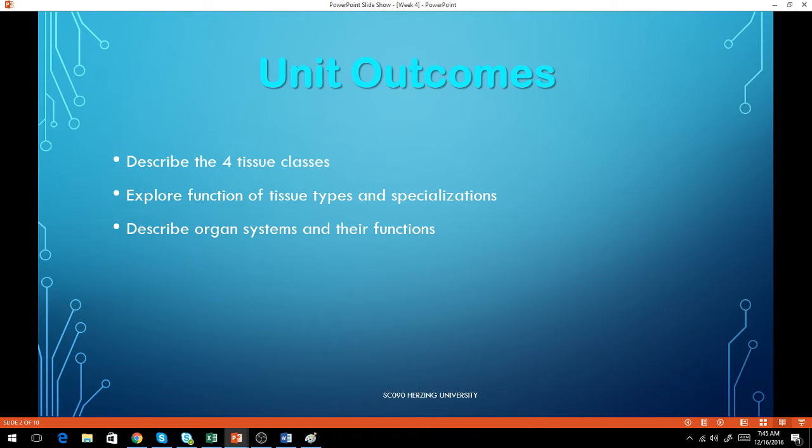As we've done in the previous units, we'll begin with unit outcomes. Students successfully completing this unit should be able to describe the 4 tissue classes, explore the function of tissue types and their specializations, and describe organ systems and their functions.